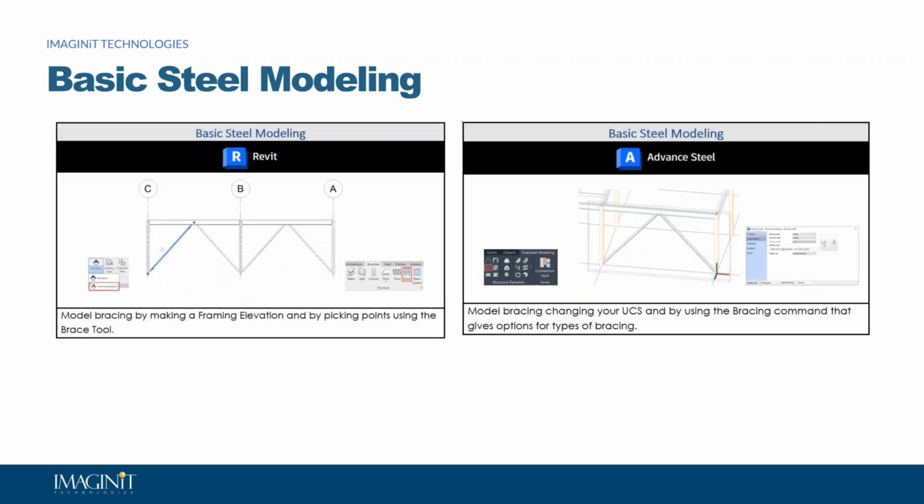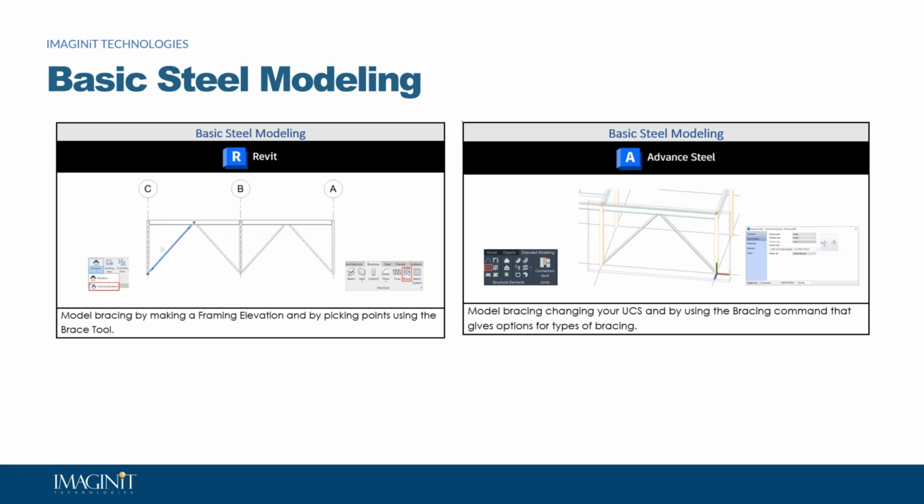Now, once I get into other things like, say, bracing. In Revit, when I place bracing, I make a framing elevation by picking on a grid line. It makes a real tight elevation area around a grid line. And then I open up that elevation and put bracing in. Whereas in Advanced Steel, I'm working on the model. I don't have view names. I don't have a browser.